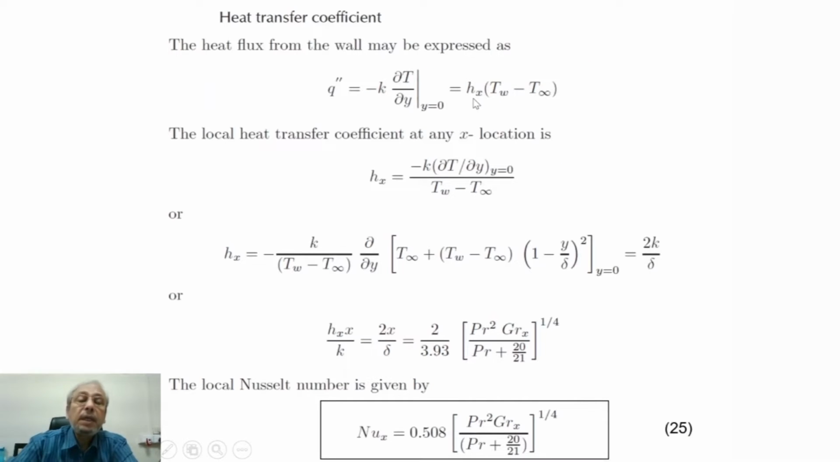Now, in order to calculate heat transfer from the vertical flat plate, we define heat flux Q double prime equal to minus K dT/dy at y equal to 0. This is at any x. So we can say Hx into Tw minus T infinity.